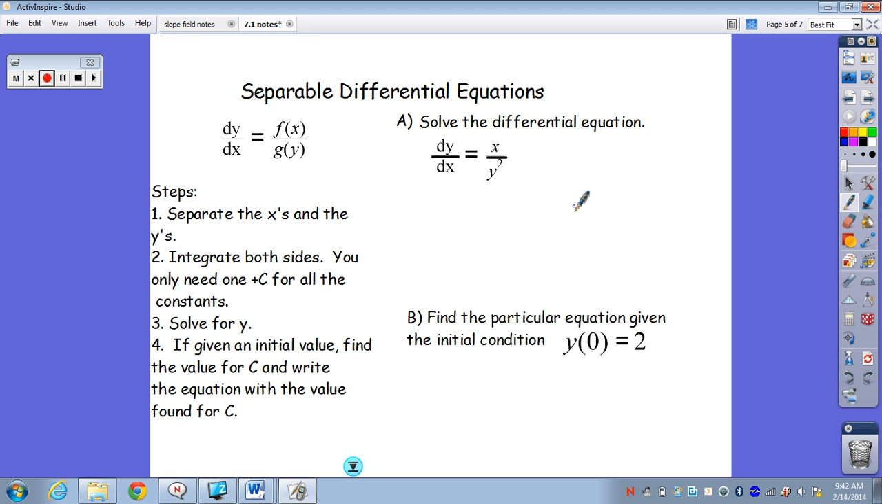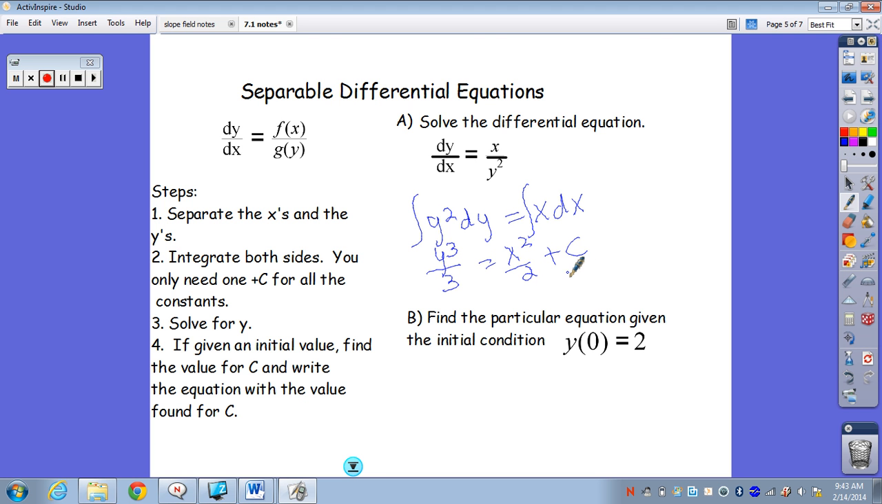For this one, solve the differential equation. I'm going to cross multiply, and I get y squared dy is equal to x dx. That's the first step. Then I'm going to integrate both sides to get the general equation. So I get y cubed over 3 is equal to x squared over 2, and then I'm going to put the plus c with the x. It really doesn't matter which side, but generally we put it on the side with the x.